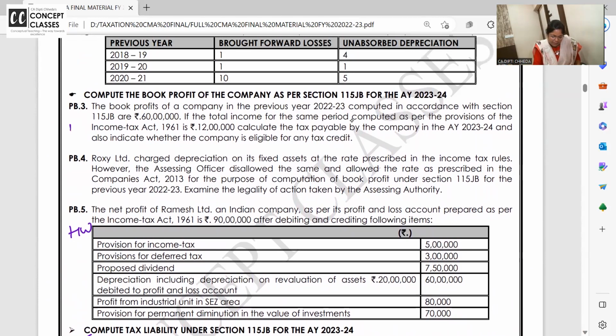5th problem and 3rd problem is one-liner. Already the book profit is given to you. 60 lakhs. And your regular income is given 12 lakhs. Can you compute the tax? Okay? One-liner problem it is. So do this as homework. Tomorrow we are going to do advanced problem for MAT with Ind AS effect and with your foreign company. If foreign company is earning in India, then what to do?